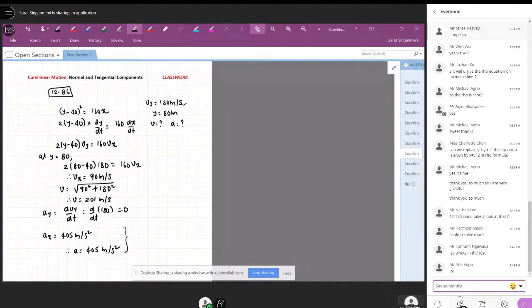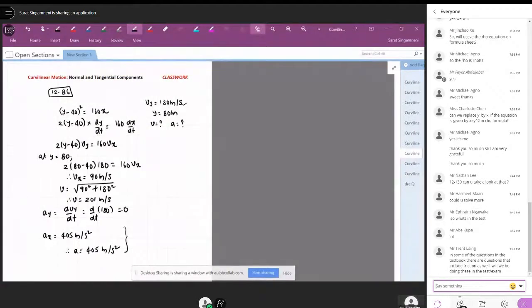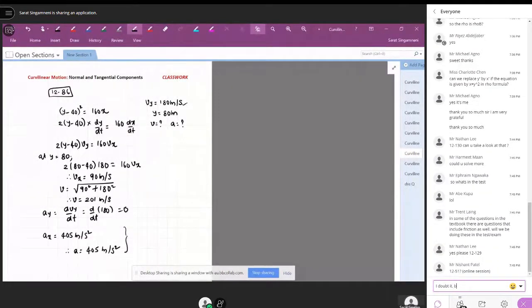12:129 I have here. I solved it this afternoon. Should I do 12:129? 12:130 is based on the same thing, because the same picture. In some of the questions in the textbook, there are questions that include friction as well.